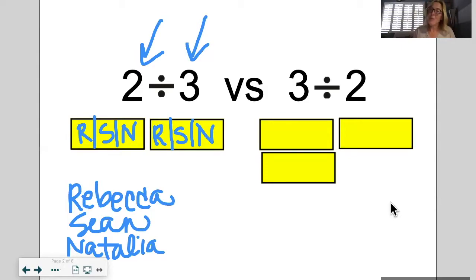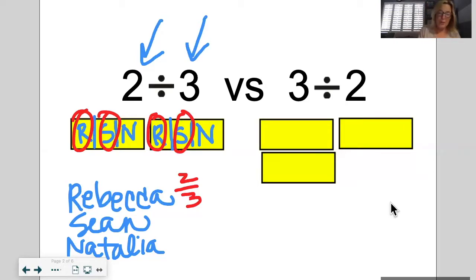How much did each one get? Well, if each piece is 1/3, Rebecca has 2 of them. She got 2/3. What about Sean? He got 1/3 there and 1/3 there, 2/3. What about Natalia? 1/3 there and 1/3 there. She also got 2/3. 2 divided by 3 is 2/3.